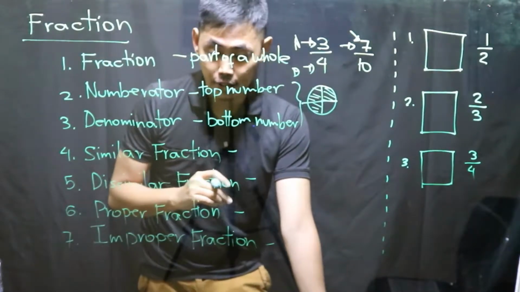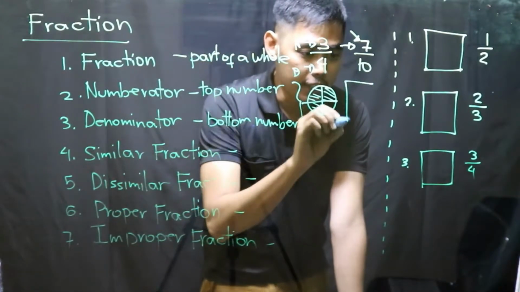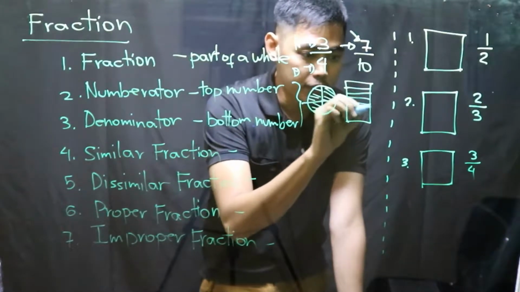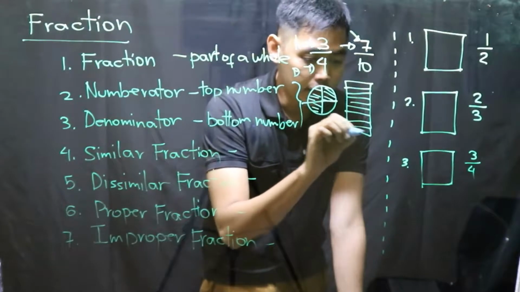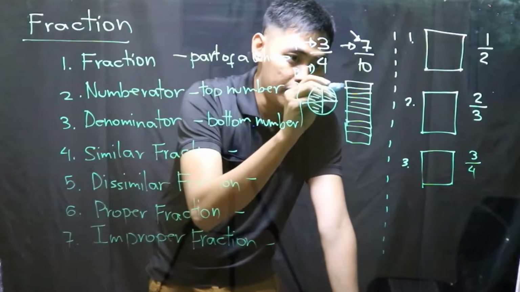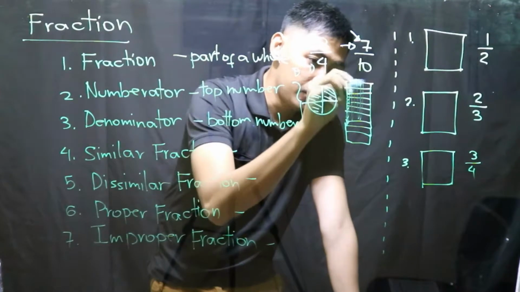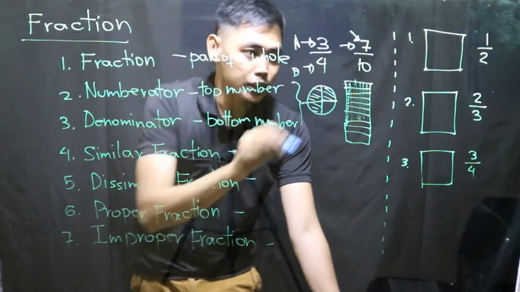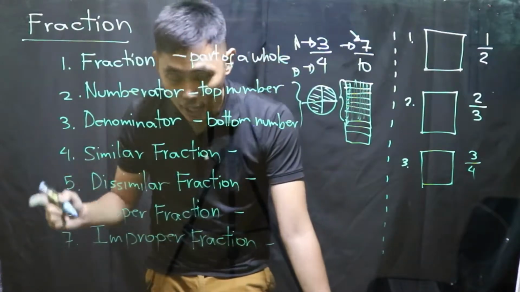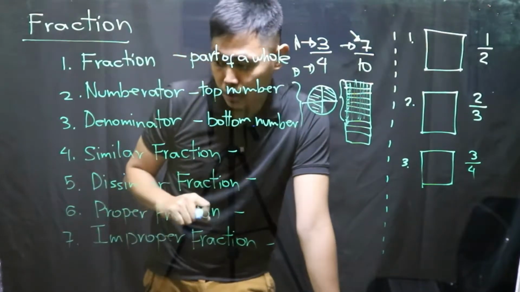parts. If you say 7 over 10, that means you have something like this and you divide it into 10 parts. So 2, 3, 4, 5, 6, 7, 8, 9, 10. For example, this one. And then you took 7 of these: 1, 2, 3, 4, 5, 6, 7. So when you took 7 parts, that is called 7 over 10. The denominator determines how many times you divided the whole. The numerator is the part that you took or get.